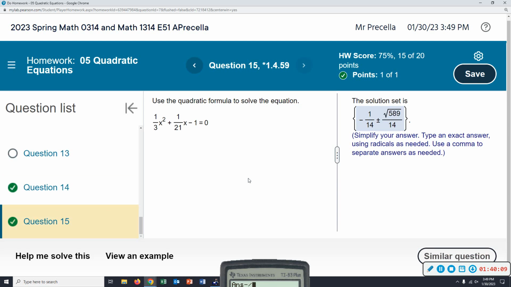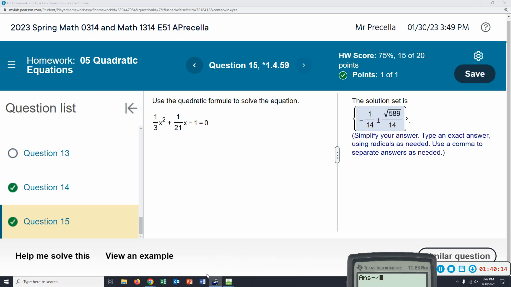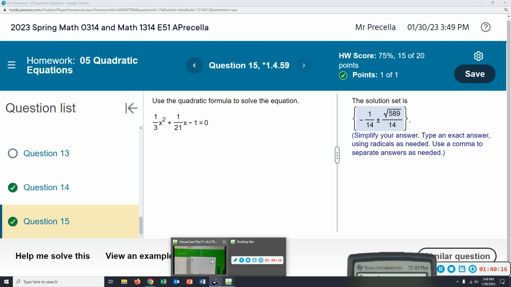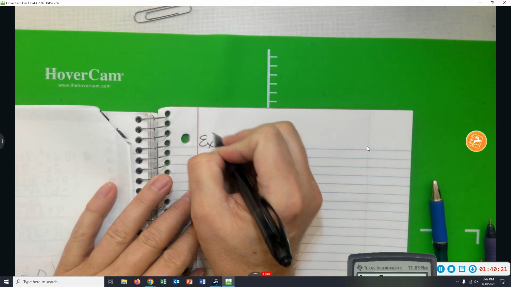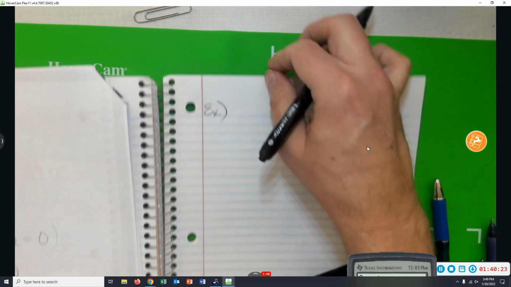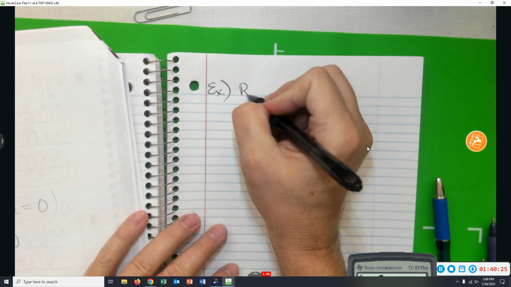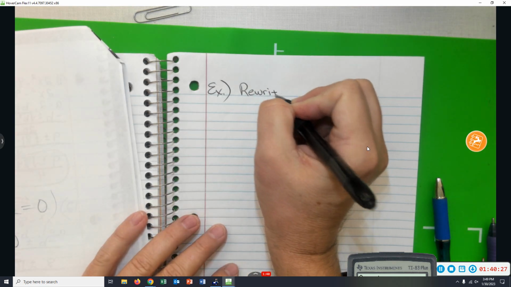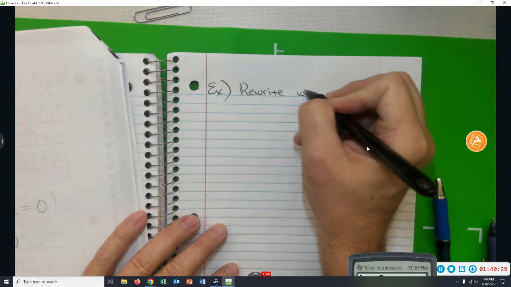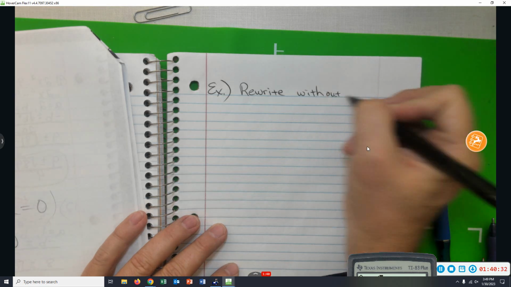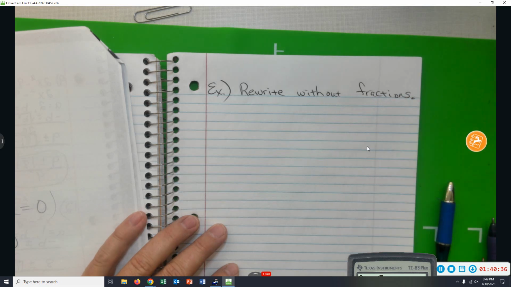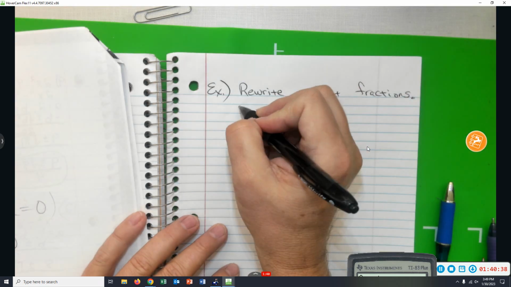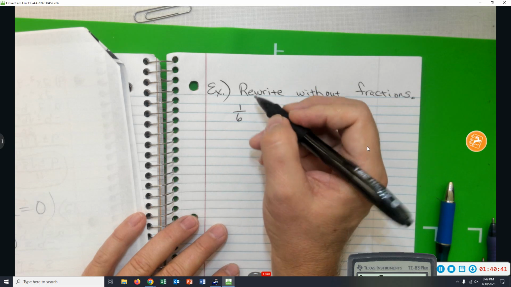Now, I have one more that I want to do. We don't have to work it all the way through. I just want you to help me get rid of the fractions. For example, I'm going to say rewrite without fractions. We don't have to solve the equation. I just want to rewrite this without fractions.